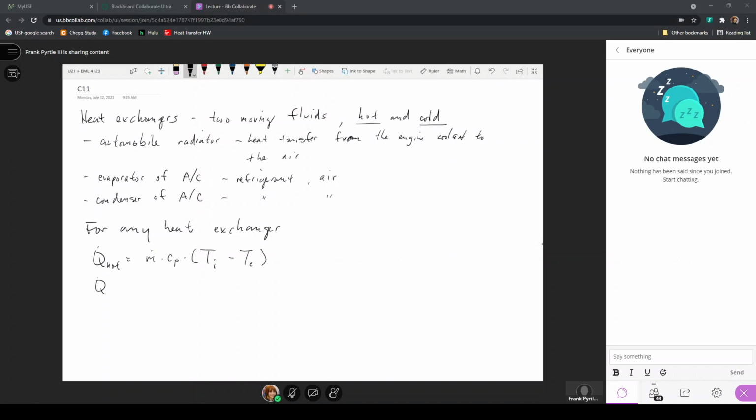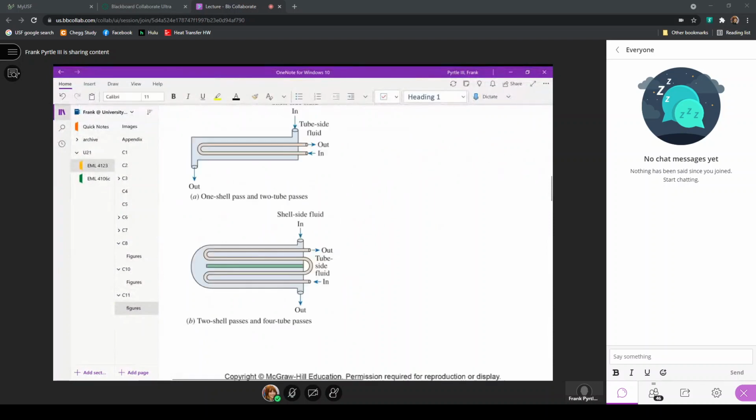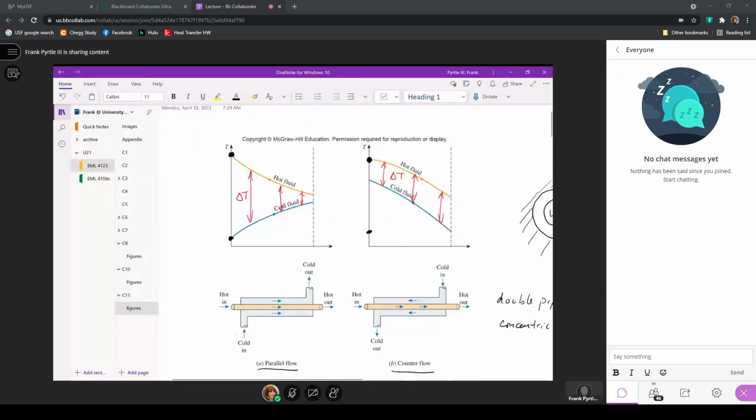All the heat that's lost by the hot fluid is gained by the cold fluid, and that will be defined as the mass flow rate times the specific heat times the temperature at the exit minus the temperature at the inlet, because the cold fluid will be increasing in temperature along the length of the heat exchanger. Now, just to go back and reference a figure here. So this was just for the double pipe heat exchanger.